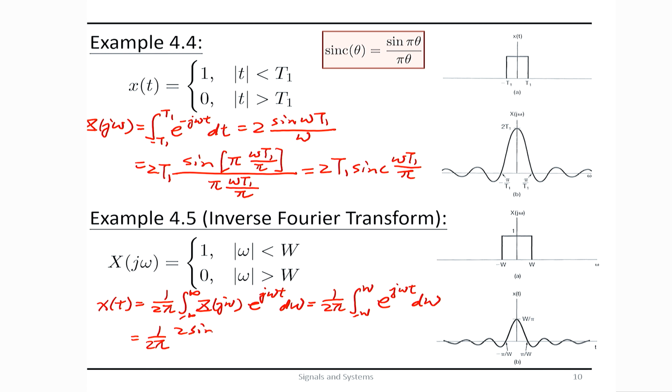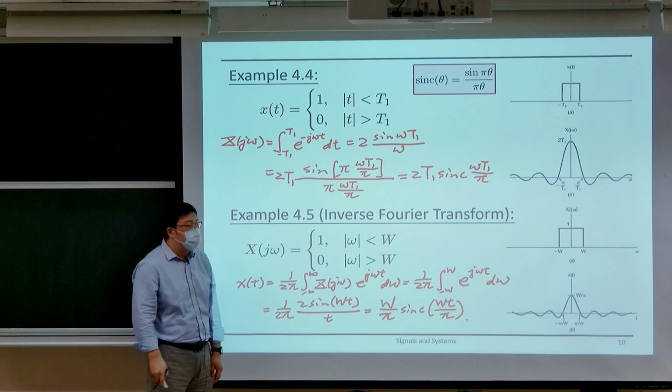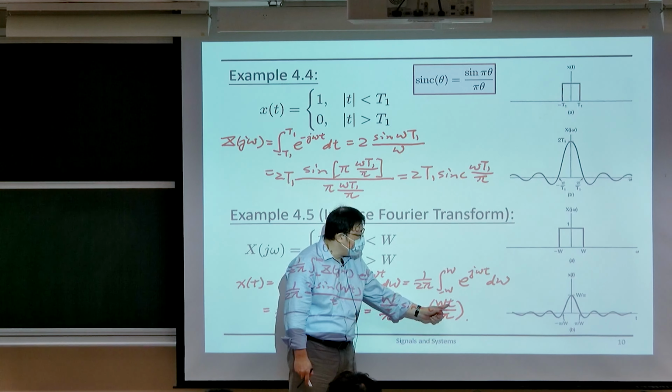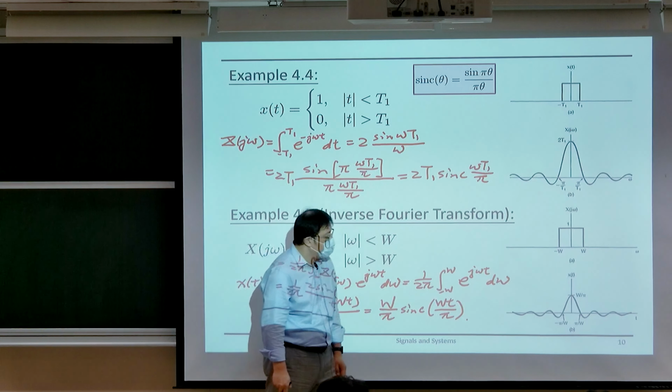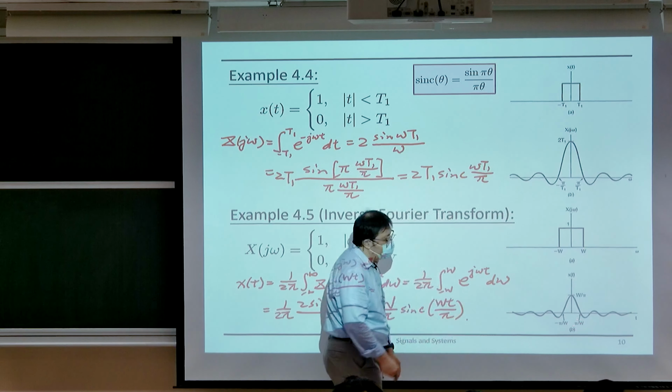So you have 1 over 2 pi times 2 times sine of Wt over t. Or you can write it in terms of a sinc function, which is W over pi times the sinc function of Wt over pi. Again, this sinc function has a peak when t is equal to 0, and it has 0 points when the term inside is equal to an integer. So this happens if t is an integer multiple of pi over W. So you can see here that x of t peaks at 0 and then has 0 points at integer multiples of pi over W.